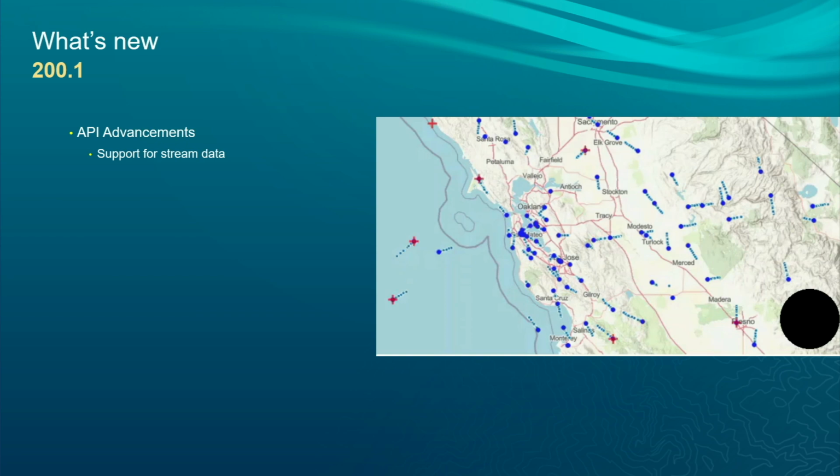So 201, which was in April of 2023, we released support for stream data. These stream services are supported through the Dynamic Entities API. You can use this API to connect to an ArcGIS stream service, bring data updates directly in your app, and process them in real time.